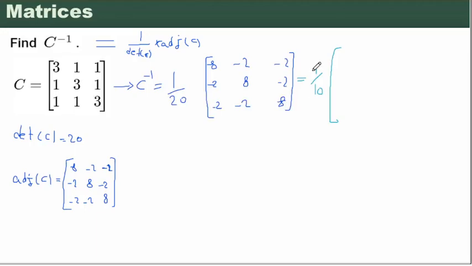I bring out a negative as well, so it would be 4, 1, 1, 1, -4, and 1. It would be 1, 1, and -4. For this one, it would be negative as well, so it's the inverse of matrix C.